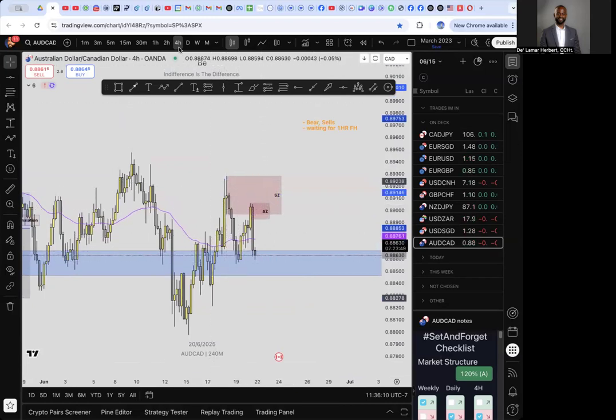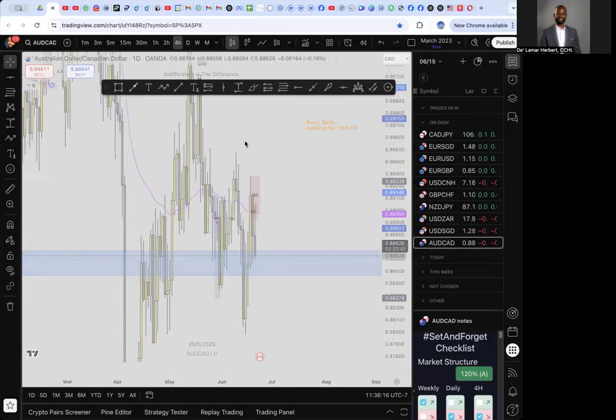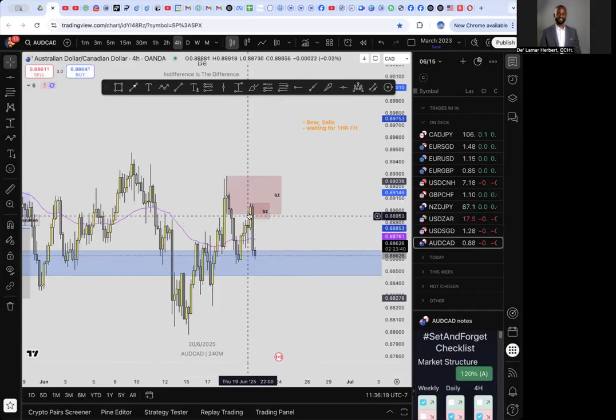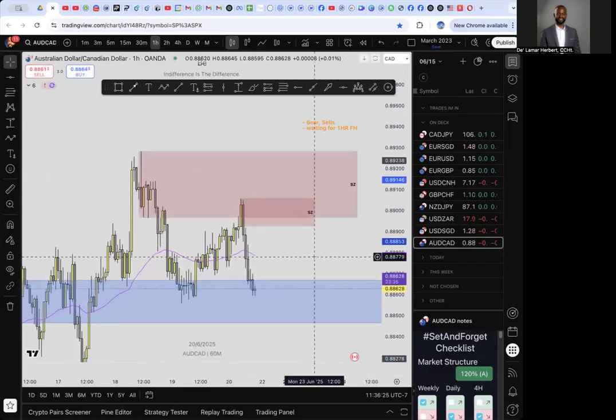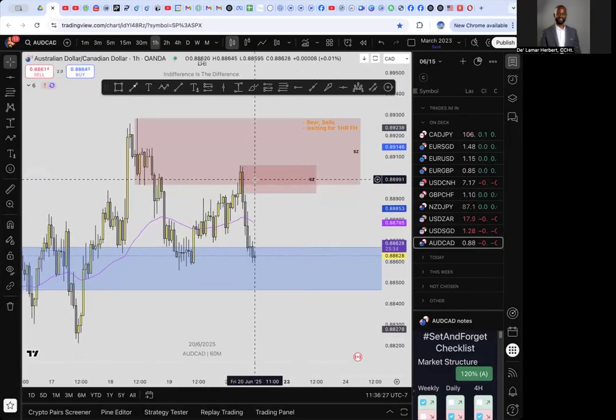As you can see, 4 hour is bearish. Daily is bearish as well. And what we had here is a tap into the supply zone for this 4 hour. So if we go down, we can see that price is moving accordingly to have that reaction. What we did is we had a 1 hour shift in structure too.